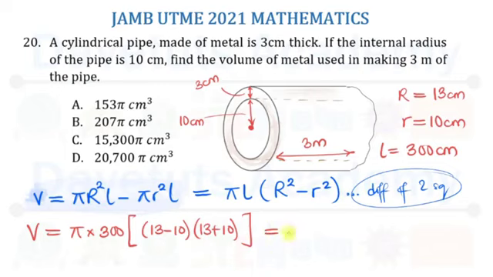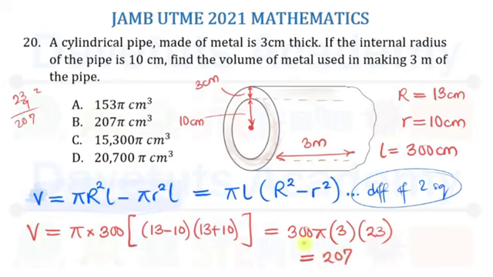So now, we have this to be 300 pi multiplied by 13 minus 10, which is 3. Then multiplied by 13 plus 10, which is 23. Okay, so can we just multiply this out? 23 times 3, oh, better, 23 times 9. Then I will add the two zeros. 9 times 3 is 27, remaining 2. 9 times 2 is 18, plus 2, that's 20. So this is nothing but 207, but now I have these other two zeros, 00 pi centimeter cube.